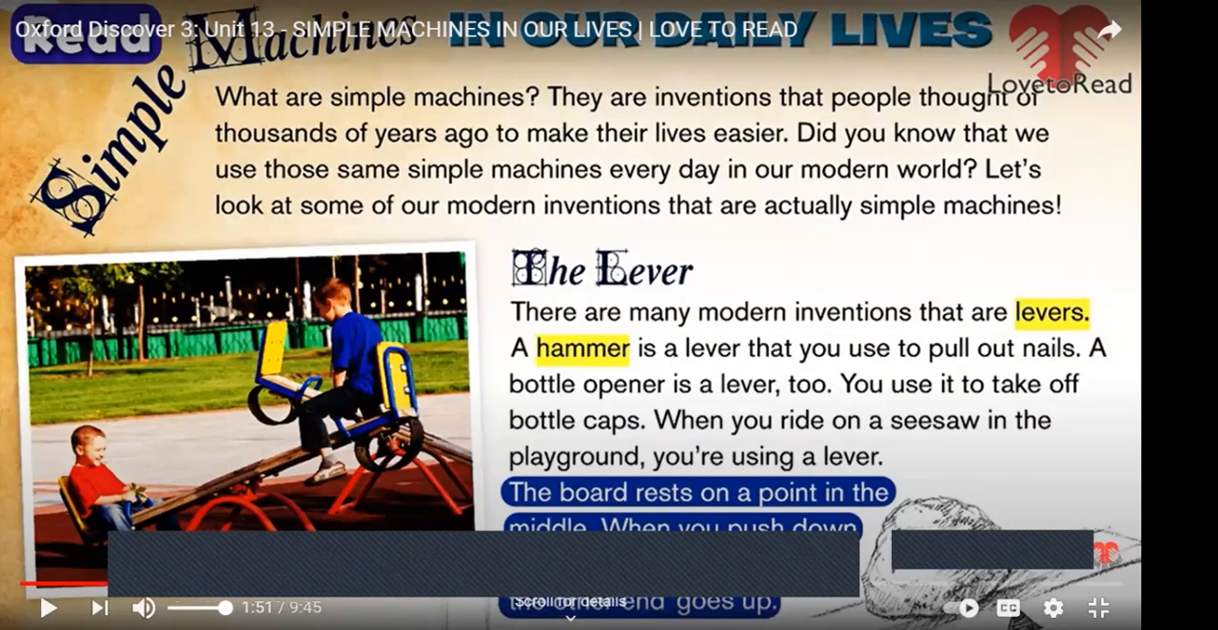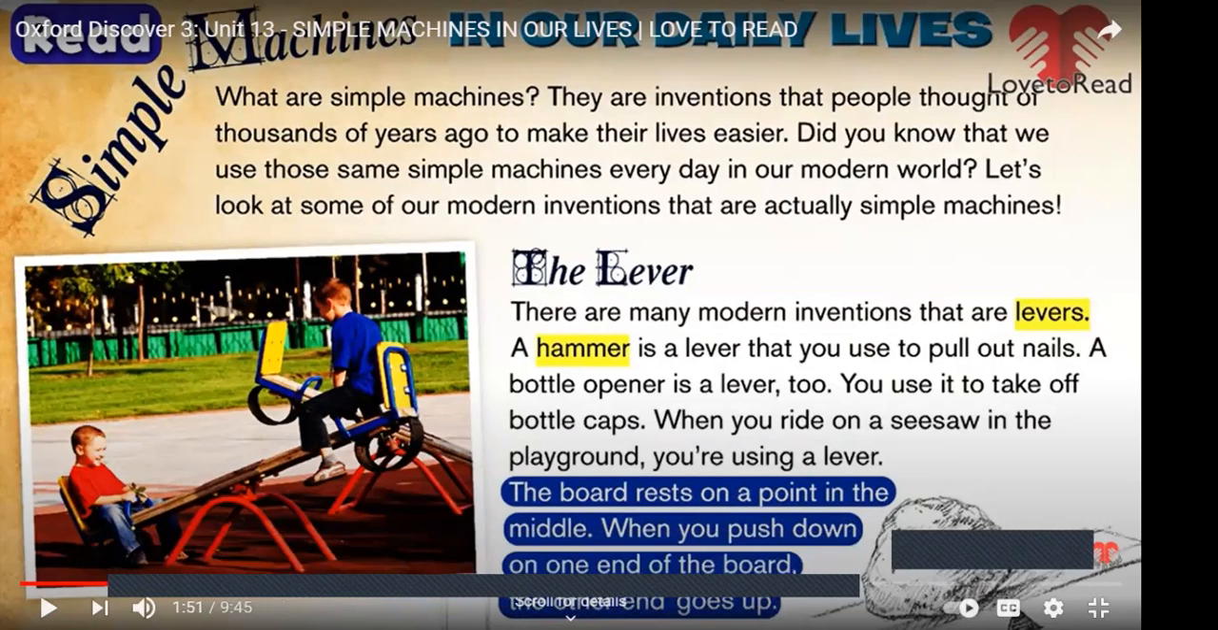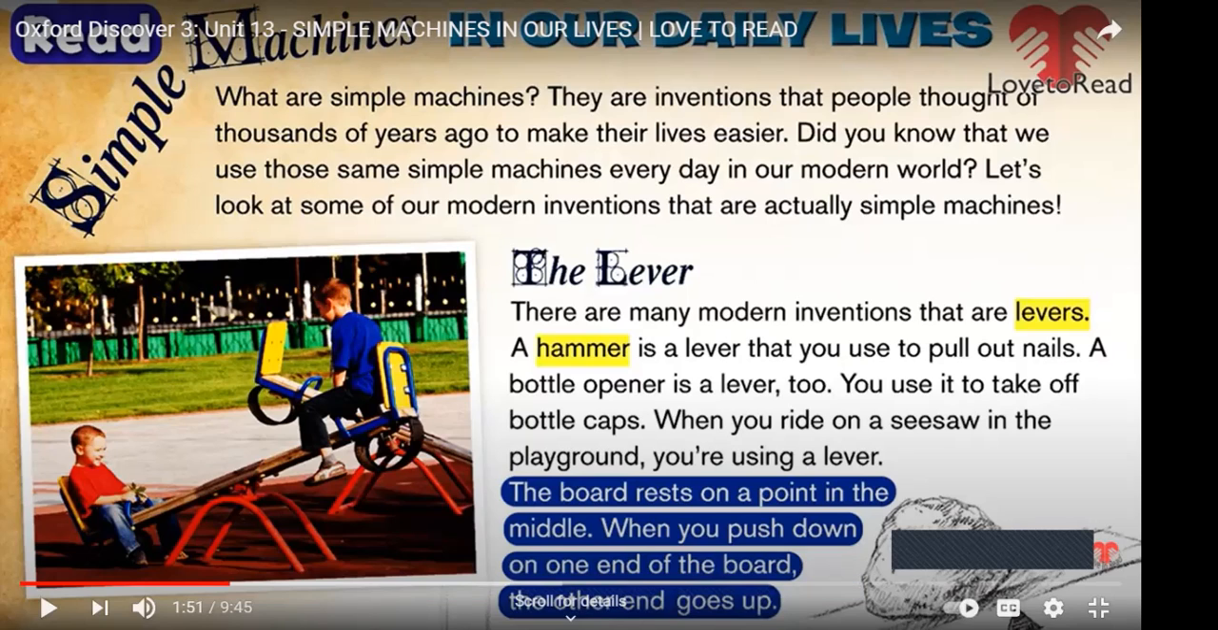So class, the first one they talk about is the lever. As I told you, what is a lever? It's basically a handle that you push or pull to make a machine work, okay? We need to push and pull to make a machine work.